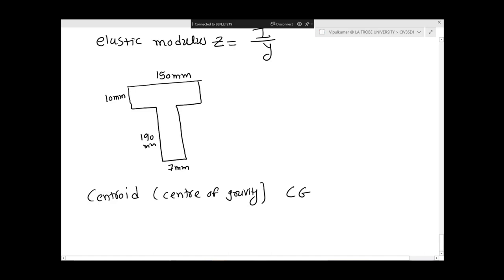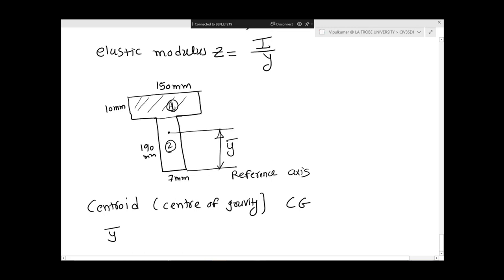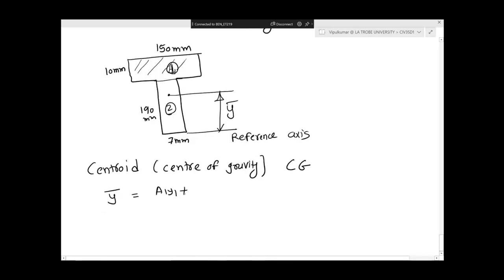Right, let's say this is area 1, or section 1, and this is section 2. Then let's say Y bar. We don't know where the Y bar is, maybe somewhere here. For that, we need to take a reference axis. Let's take a reference axis here. We need to measure from somewhere, either top or bottom. No rules, you can do it top or bottom. This Y bar we don't know; we need to find the point where the center of gravity is. So Y bar is equal to A1 Y1 plus A2 Y2.